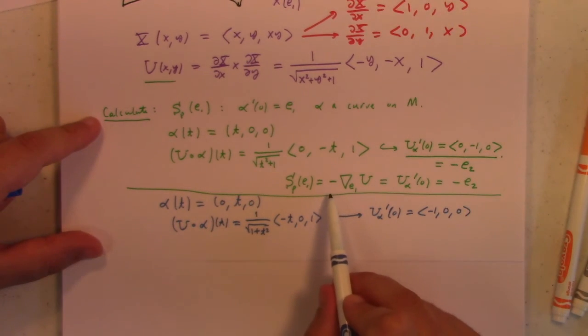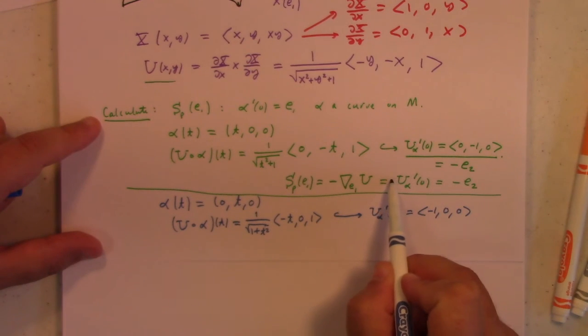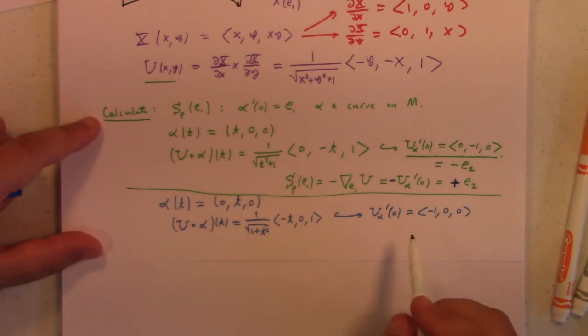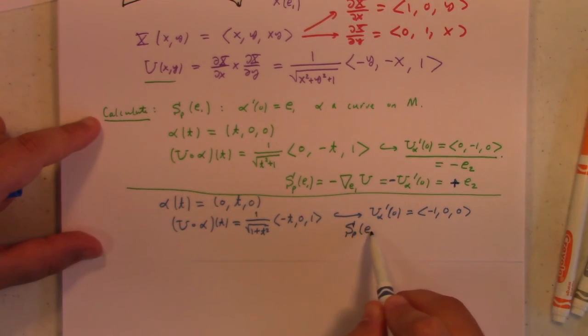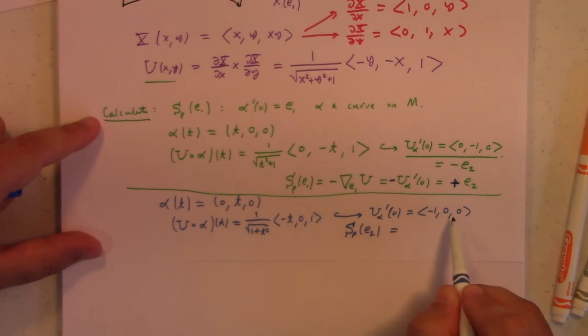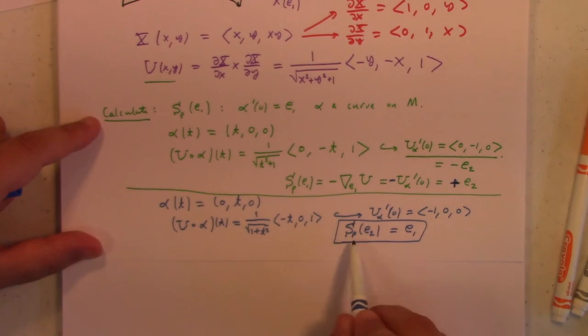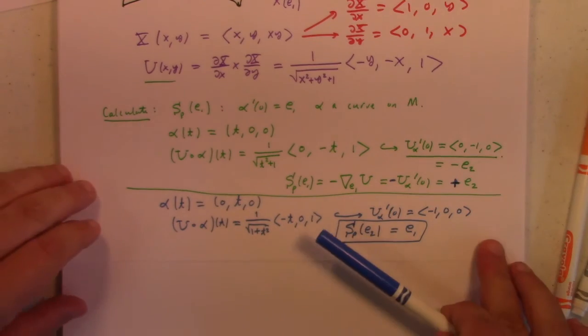And that goes to show you that I've lost a sign in my previous step. There's a minus here, right? Which makes this a plus. And likewise here, so the shape operator at the origin P acting on E2 gives you minus, minus E1, which is just E1. And so there you have it. It's actually very simple in some sense, the way the shape operator acts here. The shape operator acting on E1 gives you E2. The shape operator acting on E2 gives you E1.